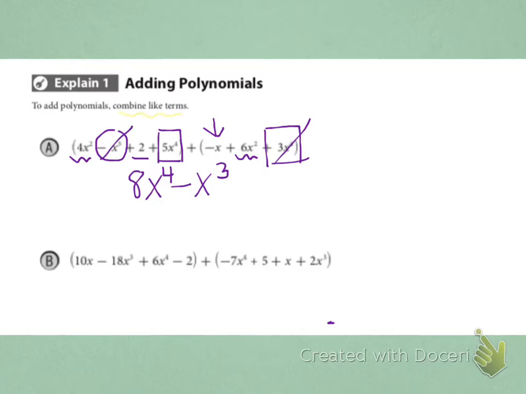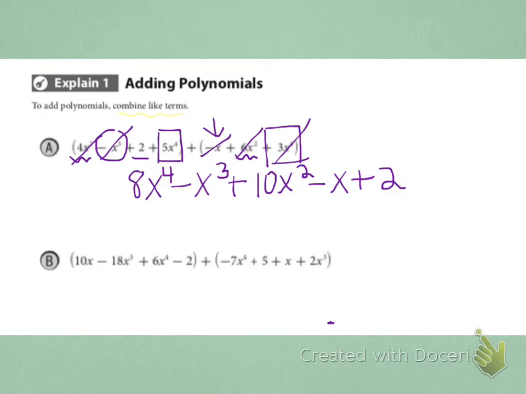So now down to the x squareds. I have 4x squared and 6x squared. That makes 10x squared. And I'm going to cross those off. And then I have a minus x left here. Nothing to combine it with. And I have a plus 2 and nothing to combine that with. So my final answer is 8x to the fourth minus x cubed plus 10x squared minus x plus 1.